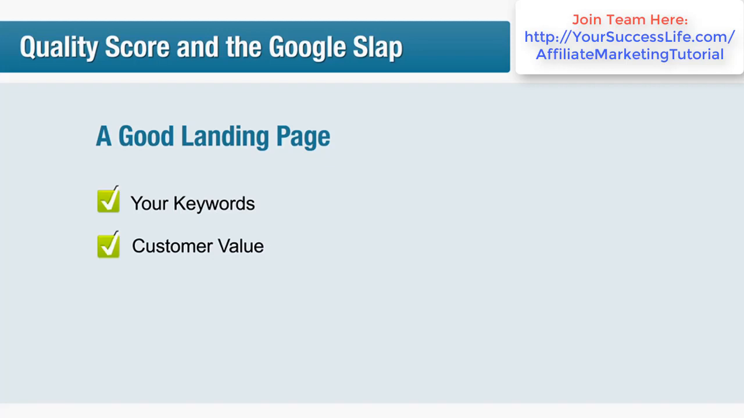Google's definition of good value is relevant and original content, transparency, and navigability. This means that one-page landing sites will gain low-quality scores. As far as Google is concerned, a one-page website doesn't provide much value for visitors and certainly doesn't meet the criteria of content and navigability.